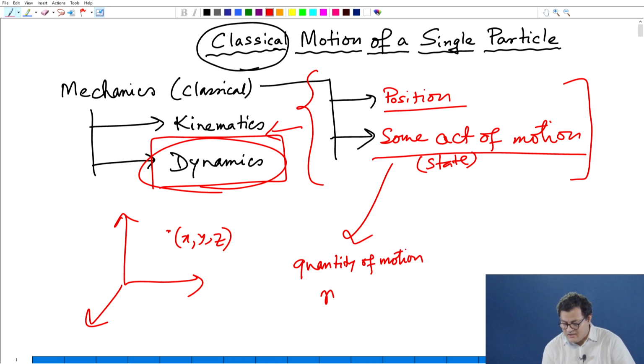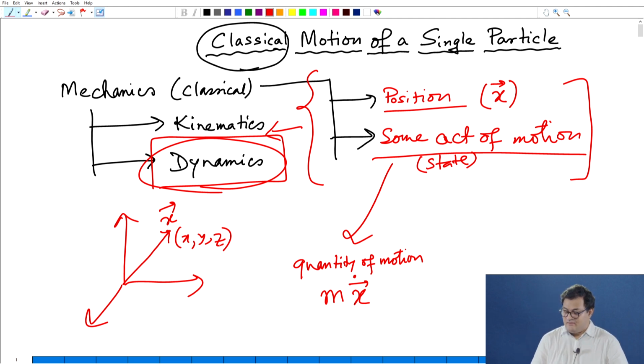So, they call this thing a quantity of motion, and constitute m with x dot, okay. This is just the change of position, okay. In order to be meticulous, I have to mention here that position is just the x vector. So, this is nothing but this x vector which has the components x, y, z, okay. And then the act of motion, I can write as another vector which is p, okay.